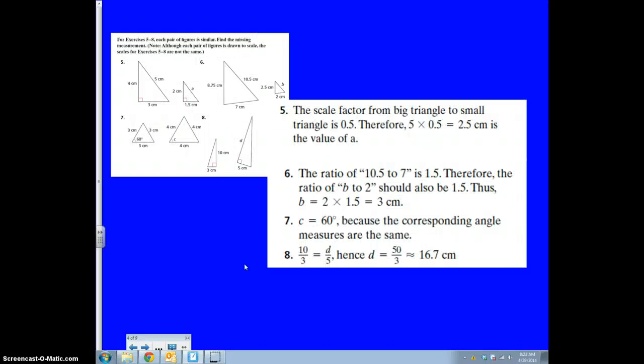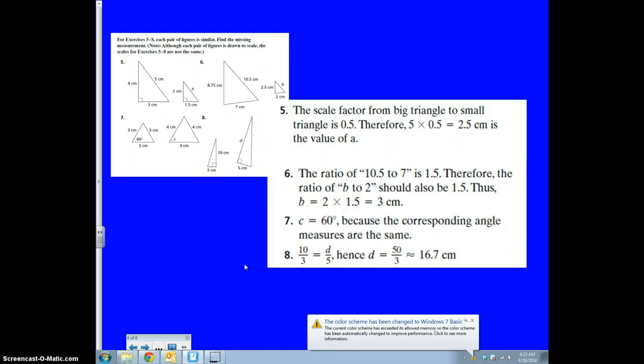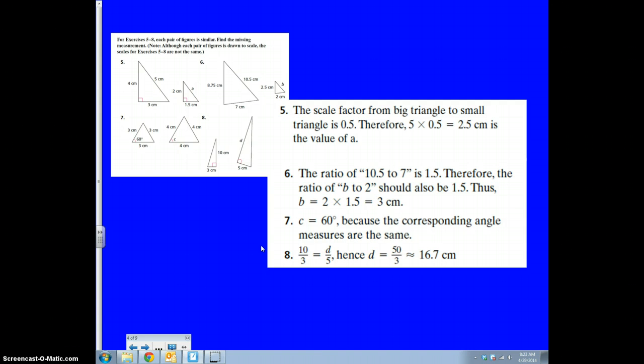Questions 5 through 8, they wanted you to find the missing measurement. So for 5, the scale factor from big to small is 0.5. Therefore, 2.5 is the value of A. Number 6, the ratio of 10.5 to 7 is 1.5. Therefore, the measurement of B is 3 centimeters. Number 7, C is equal to 60 degrees because corresponding angles are the same. And then 8, the measurement of D is about 16.7.